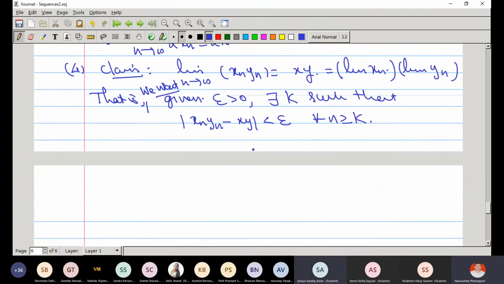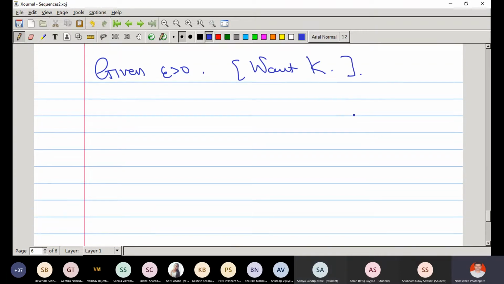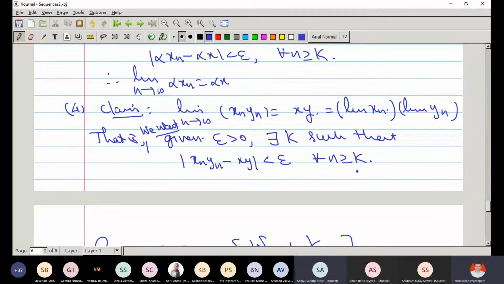So how to start? Given epsilon, the process starts with epsilon. What we want is k. Is the idea clear? Yes, sir. But what type of k do we want? K such that for every n greater than or equal to k, this difference should be less than epsilon.